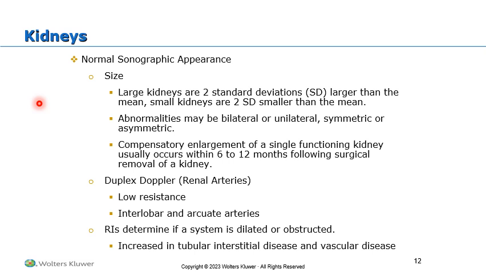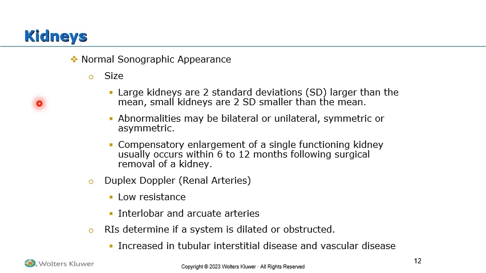Abnormalities of the kidneys, especially as it comes to size, can be bilateral or unilateral, symmetric or asymmetric. So if there are hypertrophic kidneys, perhaps there's something systemic that's making both kidneys hypertrophic. Could they have lymphoma in both kidneys? Could it be something like that?